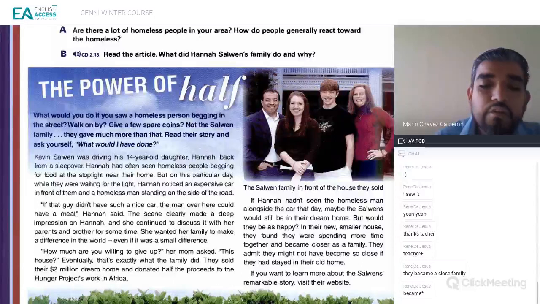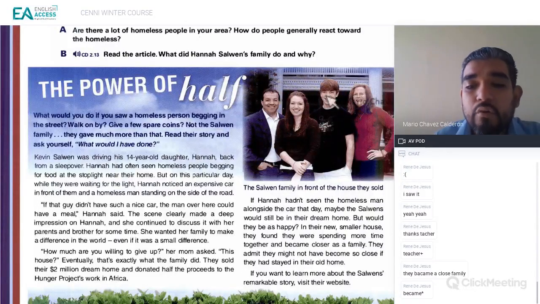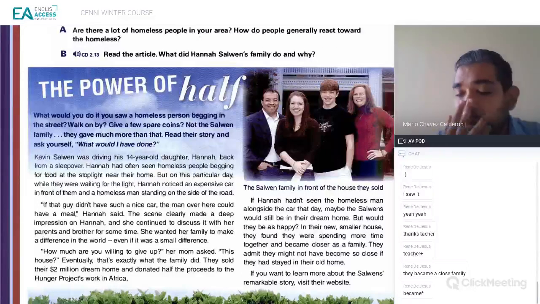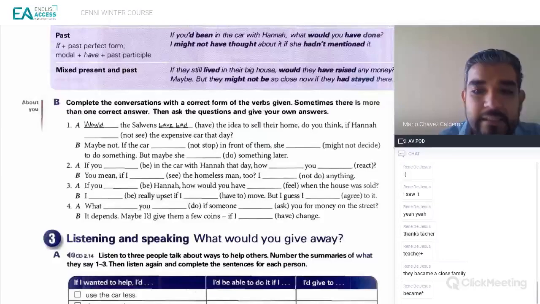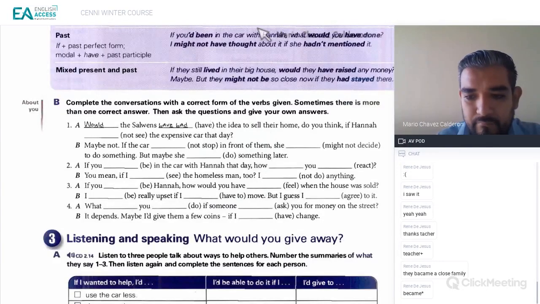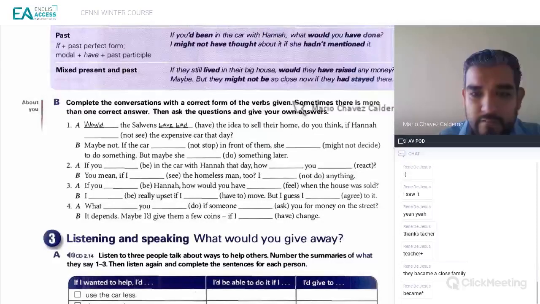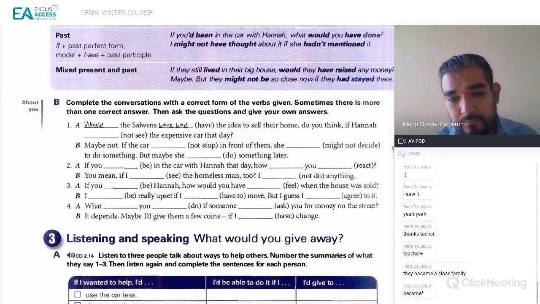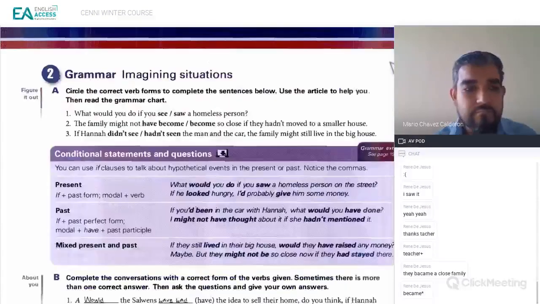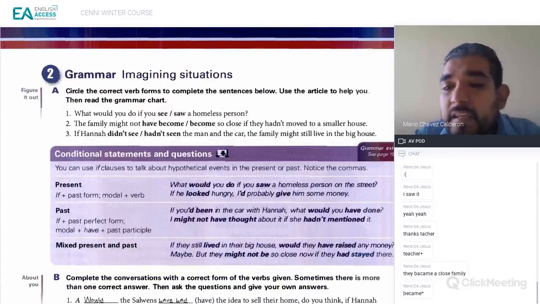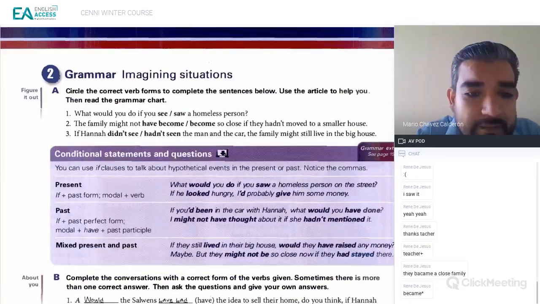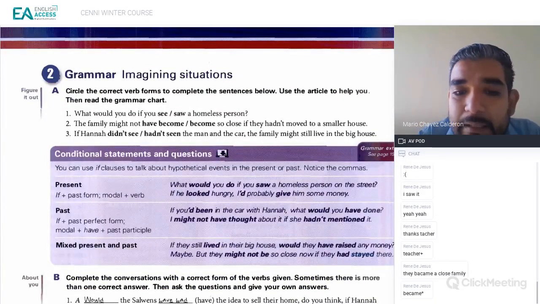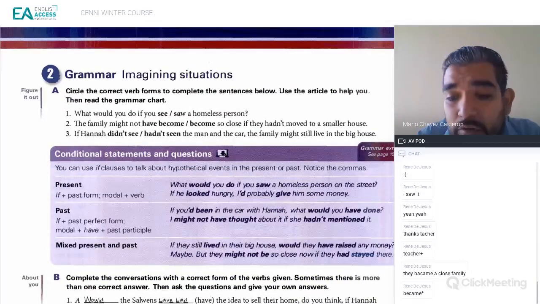Okay? Good job. In this story, we have a lot of examples of the conditionals. Let's analyze them. Let's check this out. It says, circle the correct forms to complete the sentences below. Use the article to help you.